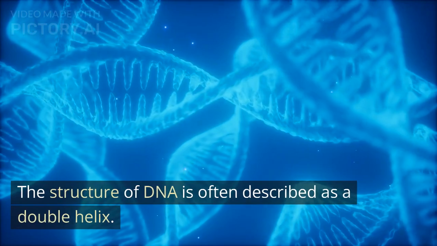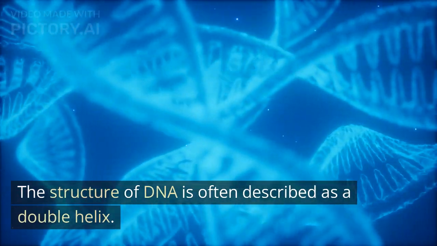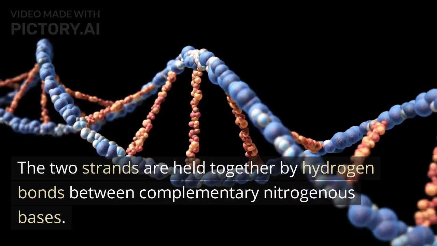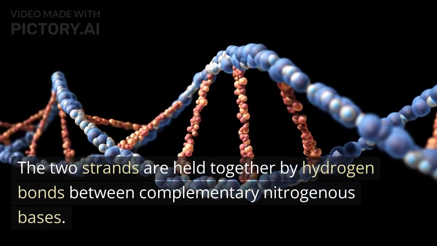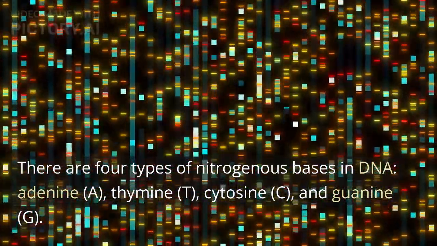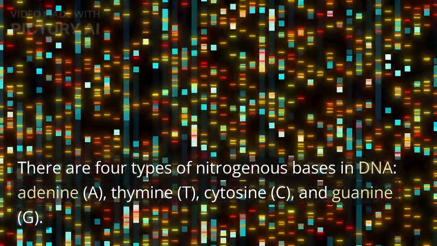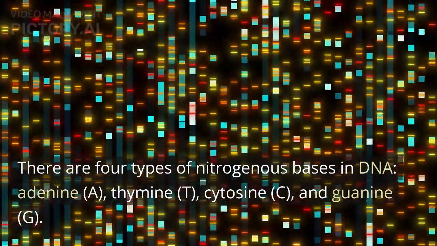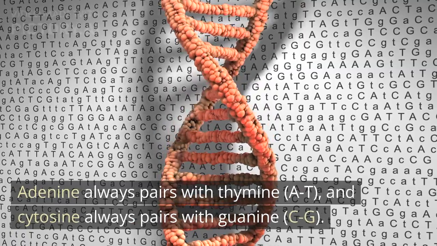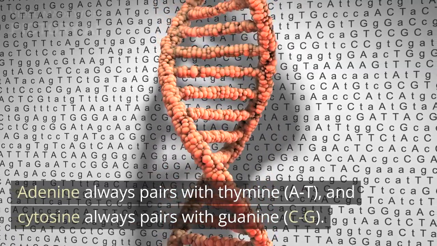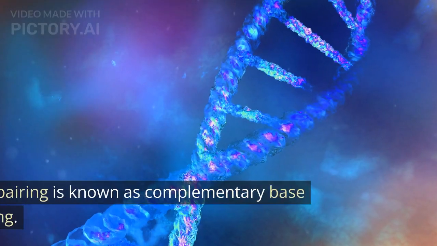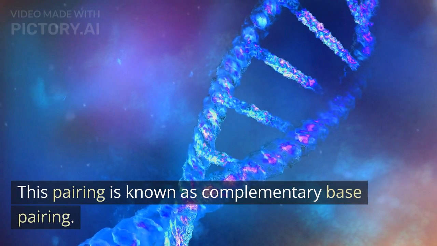The structure of DNA is often described as a double helix. The two strands are held together by hydrogen bonds between complementary nitrogenous bases. There are four types of nitrogenous bases in DNA: adenine, A, thymine, T, cytosine, C, and guanine, G. Adenine always pairs with thymine, AT, and cytosine always pairs with guanine, CG. This pairing is known as complementary base pairing.